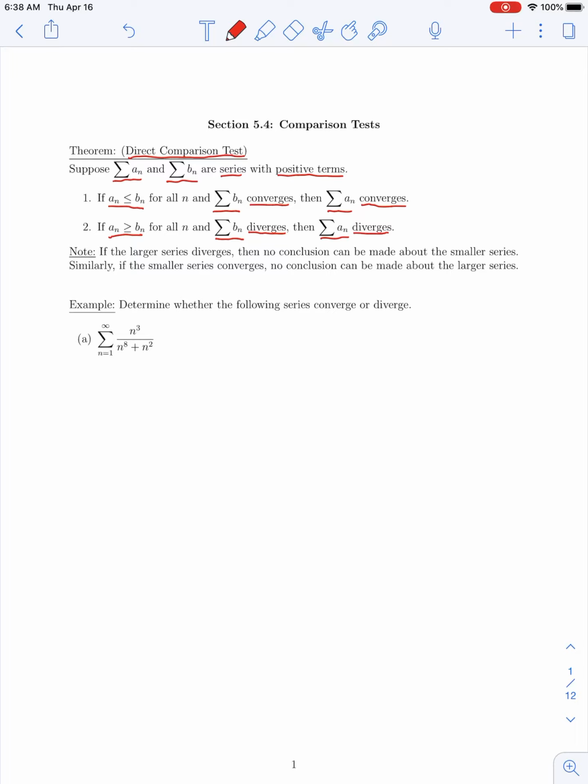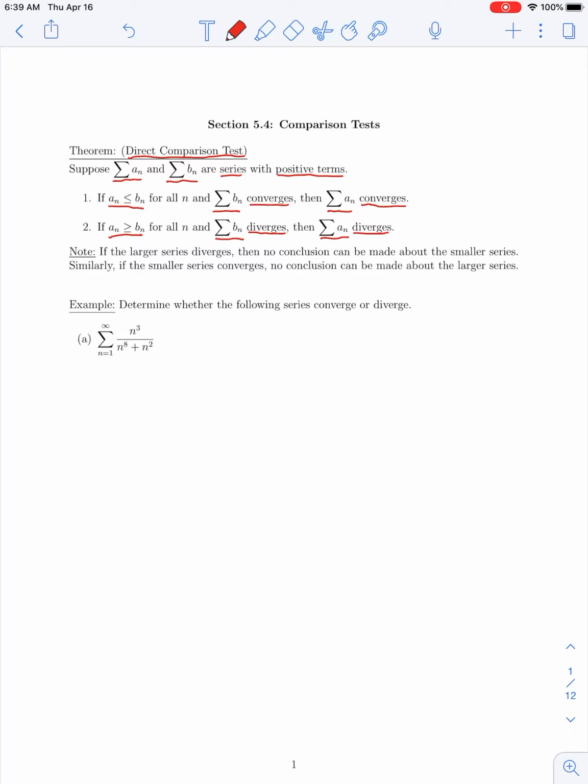So this direct comparison test is sort of similar to the comparison test for improper integrals that we saw in chapter 3. If the sum of these larger values is converging, then the sum of the smaller values must converge. And if the sum of the smaller values is diverging, the sum of even larger values must also diverge.